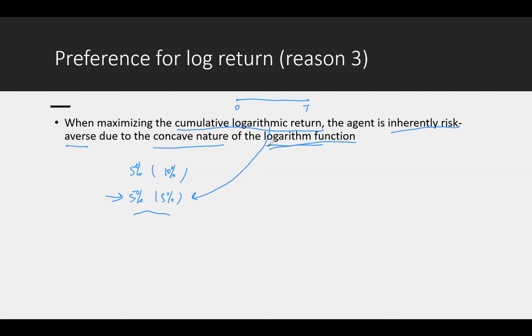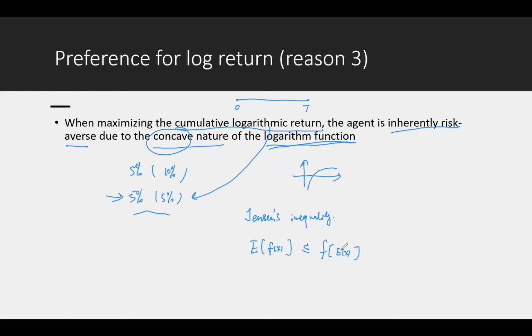So we know that if we plot a simple, basic logarithmic function, it will look something like this. This is what we call concave. Now, if it is a concave function, then based on Jensen's inequality, the expectation of a function is going to be less than or equal to the function of the expected value of the input.